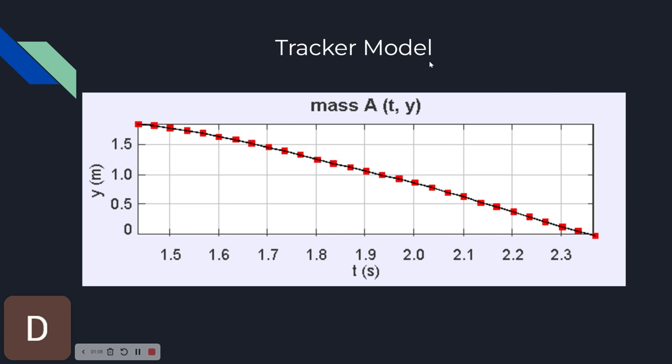So first of all, I'm going to show the tracker model. This was generated just using the tracker software and documenting the position of the object as it fell over time, down from an initial height of around 1.8 meters.